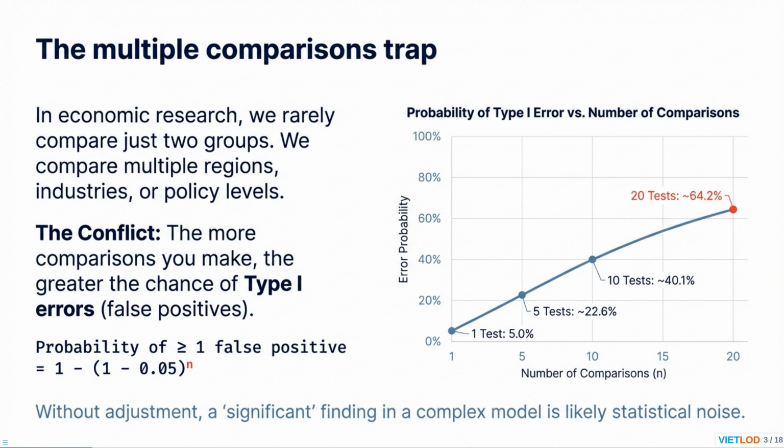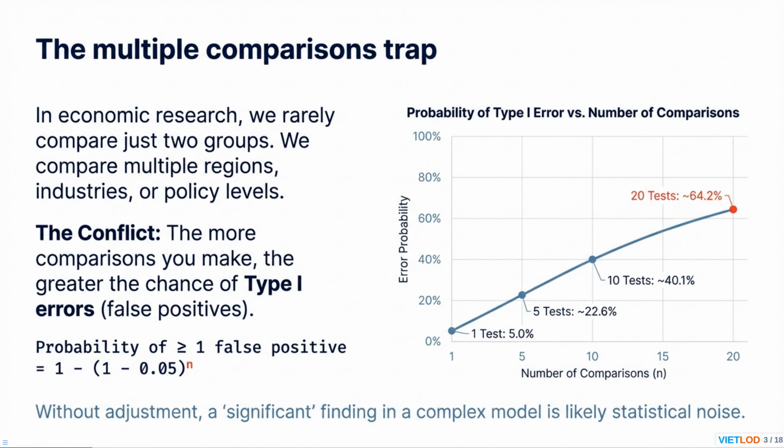In economic research, we rarely compare just two groups. We often compare multiple regions, industries, or policy levels. This brings us to the multiple comparisons trap. The more comparisons you make, the higher the probability of a type 1 error, or a false positive. Mathematically, the probability of at least one false positive is 1 minus 0.95 to the power of n.